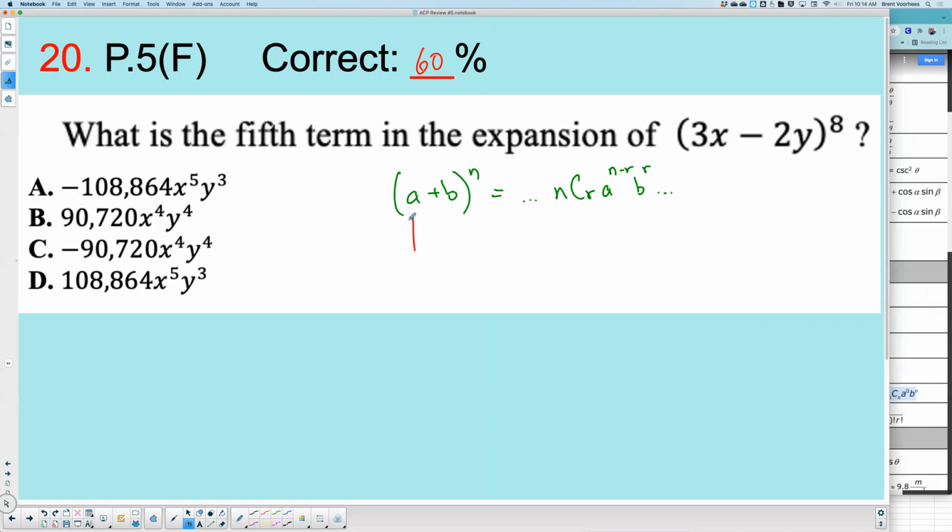So in our problem for the calculator, what are we going to represent a by? What's our a going to be for the calculator? 3, good. What's our b going to be? -2. -2, very good. Need that negative. And n will be 8. This is our n.